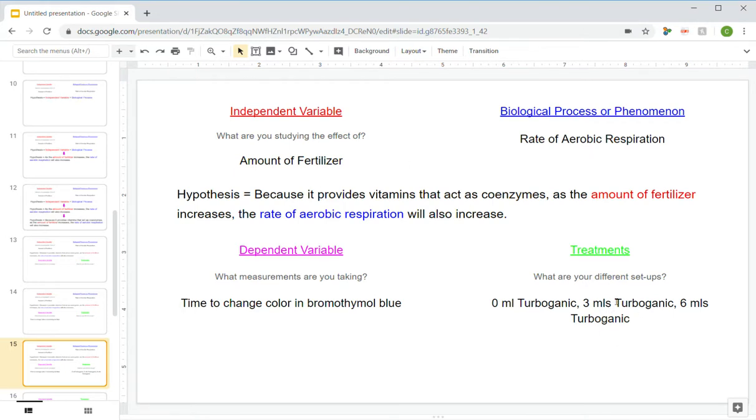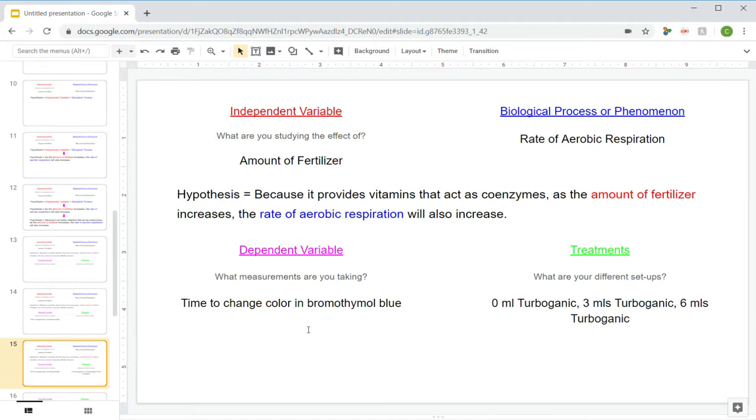Here I'm expressing that in very specific terms. And also notice that I didn't just say 0 mils of fertilizer, 3 mils of fertilizer. I said Turboganic. I told the specific fertilizer that I'm using. Because if I just said 0 mils fertilizer, 3 mils fertilizer, I'd be wondering, okay, do you mean Miracle-Gro? Do you mean compost? Do you mean horse manure? What do you mean by fertilizer? So again, this should be very specific to your experiment.